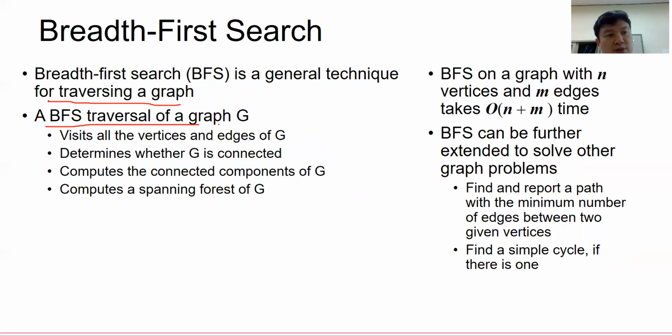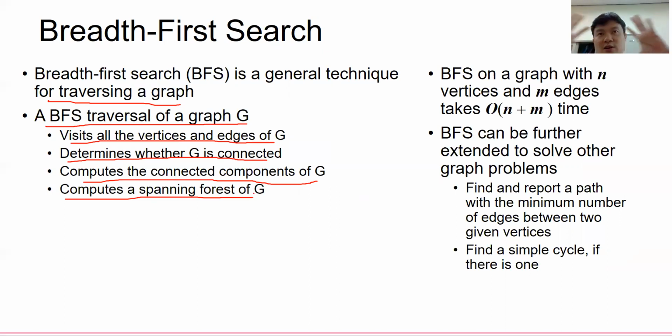The BFS traversal of a graph visits all the vertices and edges of G and determines whether G is connected, and it computes the connected components of G. And it computes a spanning forest. What is a spanning forest? A disconnected graph will contain several trees. So a forest is a collection of trees. So you need to make the spanning forest using the breadth first search.